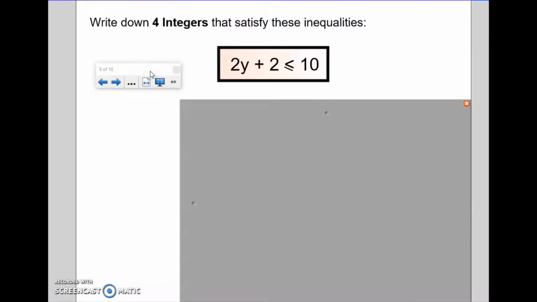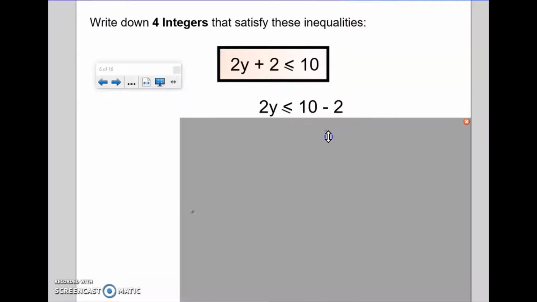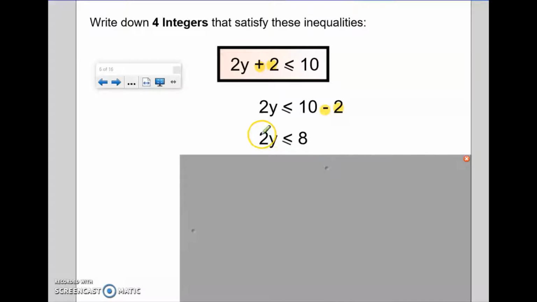Okay, let's try another one here. So first of all, I'm going to treat this like an equation. I'm going to solve the equation. I'm going to start by subtracting 2 from each side. So that is the same as taking the plus 2, moving it over here, making it a -2. Just going to tidy that up to become 8. So at the minute, I've got 2y is less than or equal to 8.